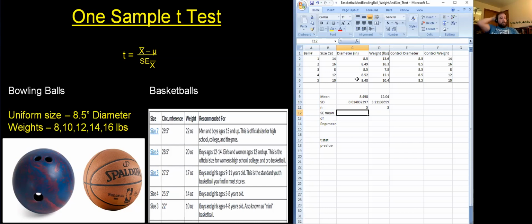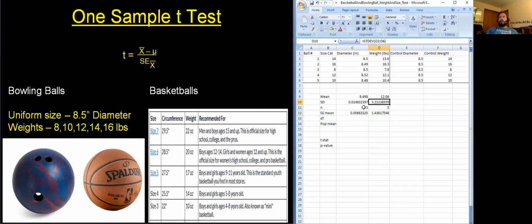Okay, we need the standard error of the mean. Now, standard error of the mean we calculated last time. Standard error of the mean is equal to the standard deviation divided by the square root of the sample size. So that should give us standard error of the mean. Control C, Control V. We see that these are quite a bit different.